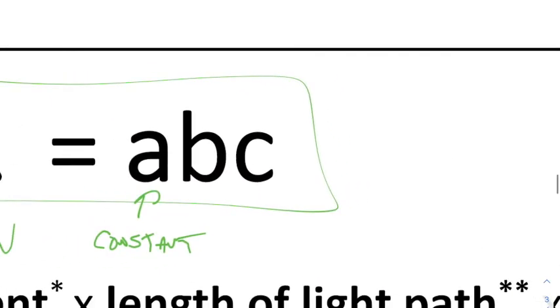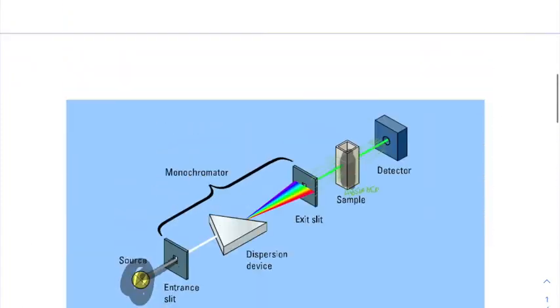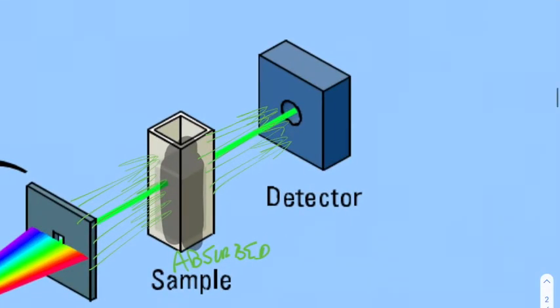Now the other two factors are B and C here. B, I'm not sure why it's B, but anyway, this is the path length. This is how far it is from basically here to here. So that's your B. That's there.